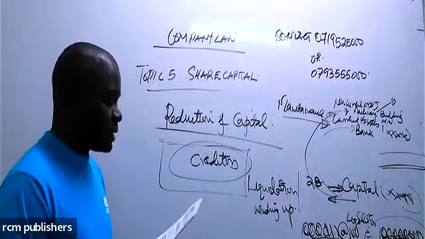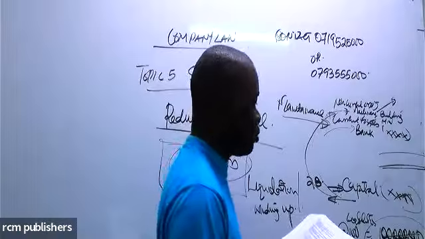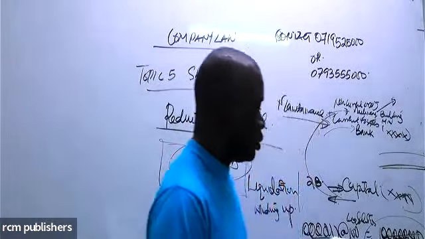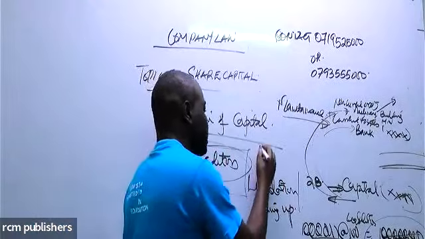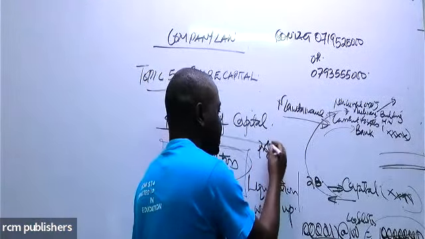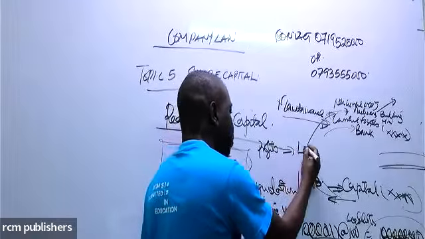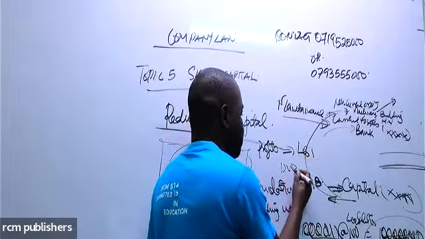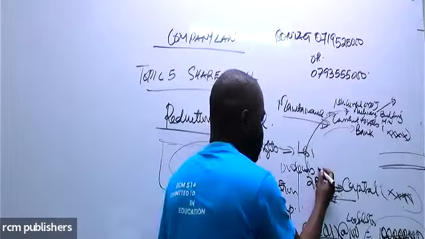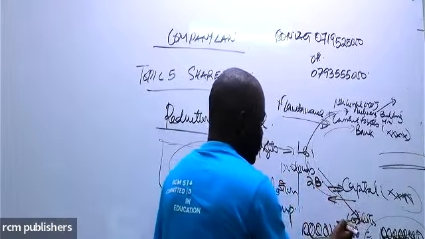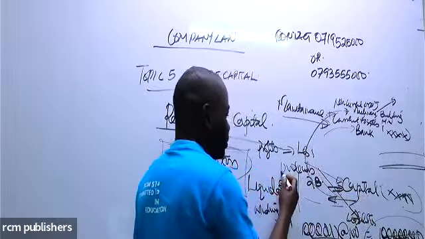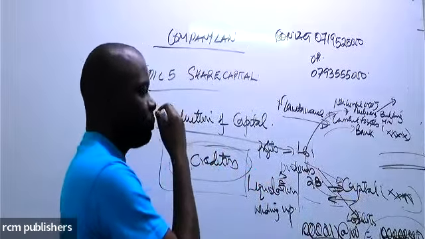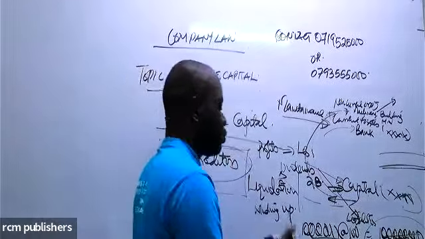The last one: dividends can only be paid out of what? Distributable profits, not out of capital. So dividends can only be paid if the company has realized profits. If they are not realized profits, there's actually a loss, then dividends cannot be paid. The company won't proceed to the capital and of course get money out of the capital to pay what? The dividends. It can only be paid out of the distributable profits of the company.